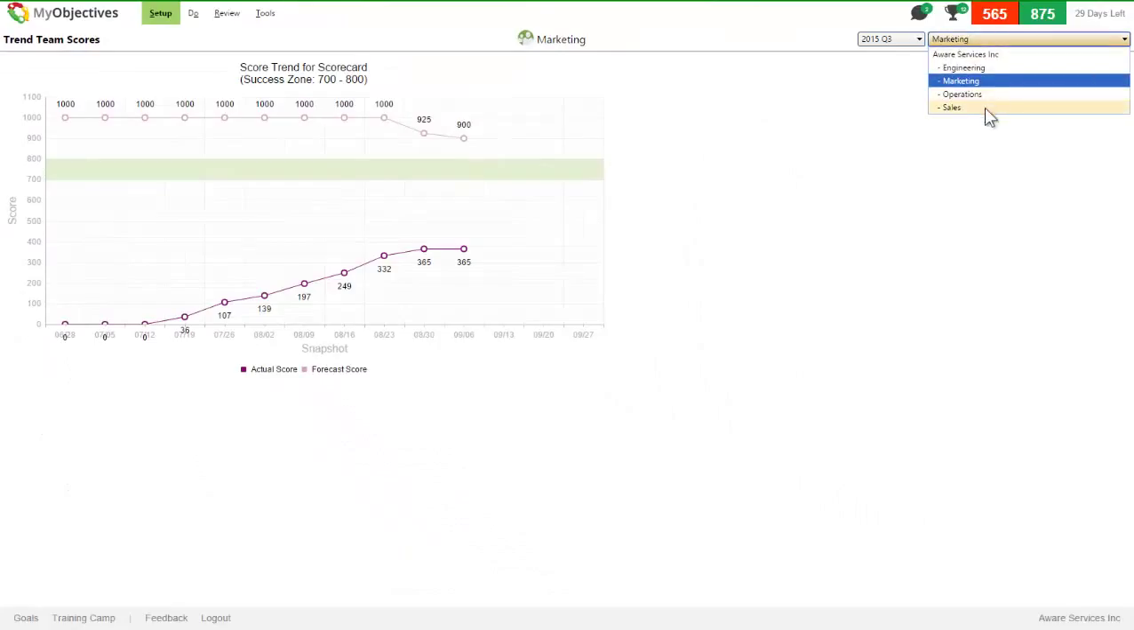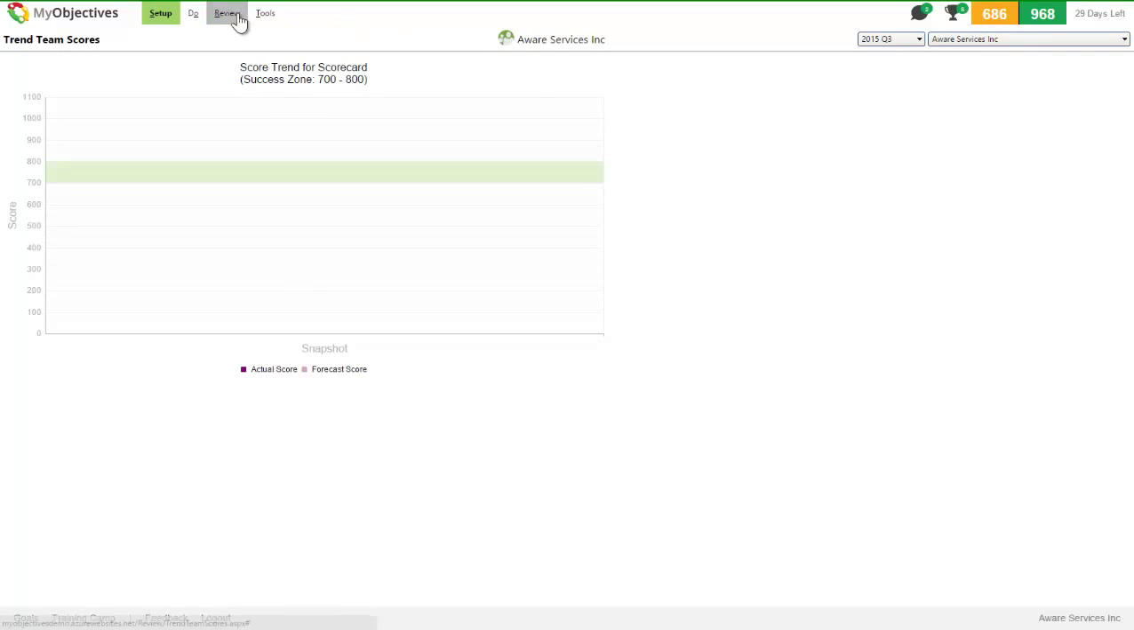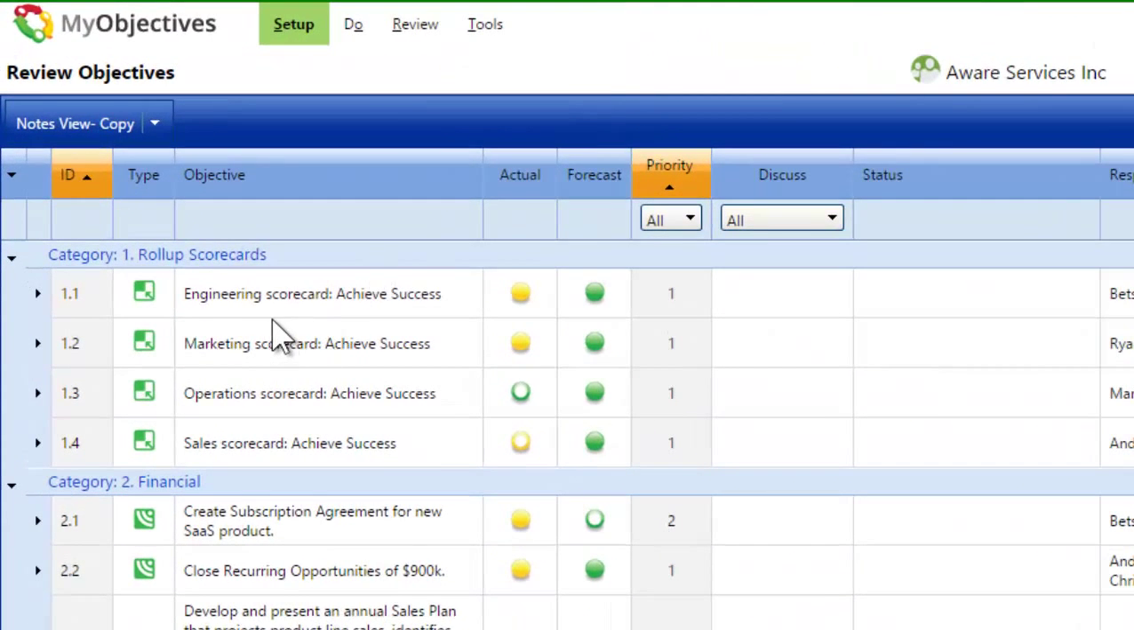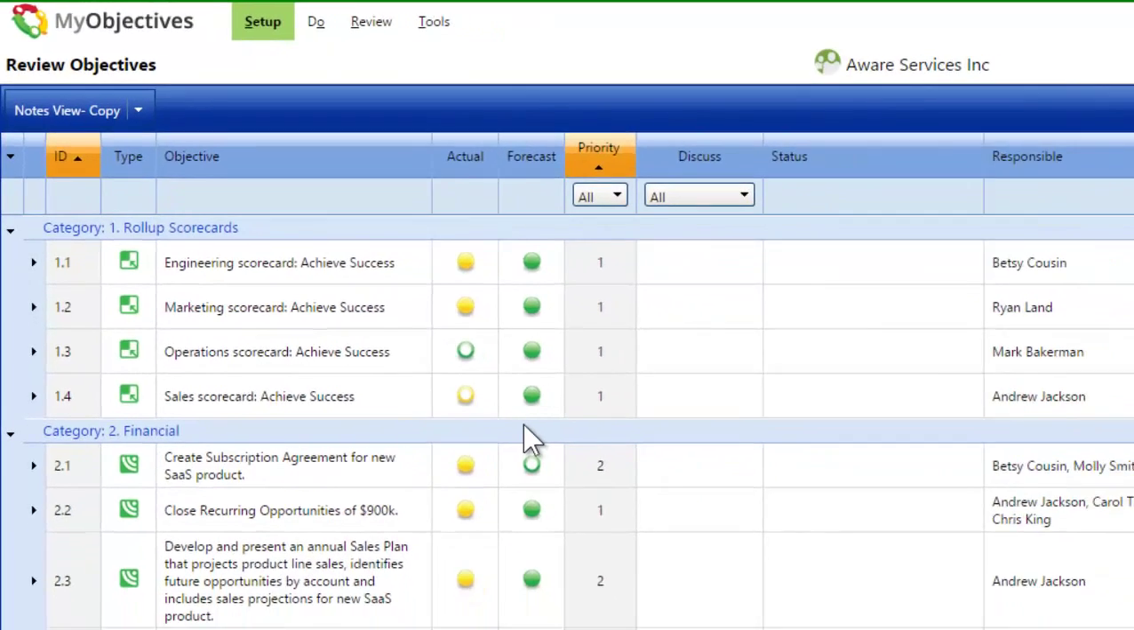Instead of looking at one of the different teams, let's take a look at the overall organization. Now, at the overall organization level, what we should be able to do is consolidate by each department to see how we're performing. So in this case, engineering, they're at the overall achieved success level, marketing, operations, sales. So we can see how each team is performing.